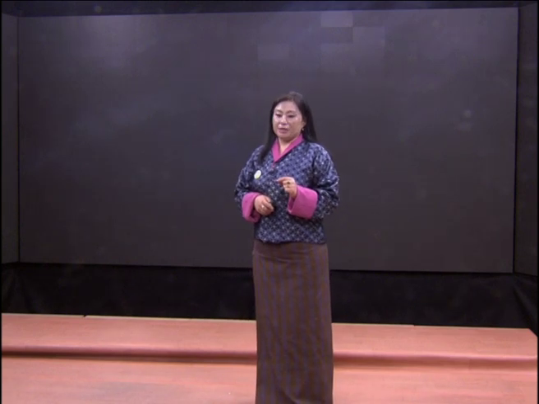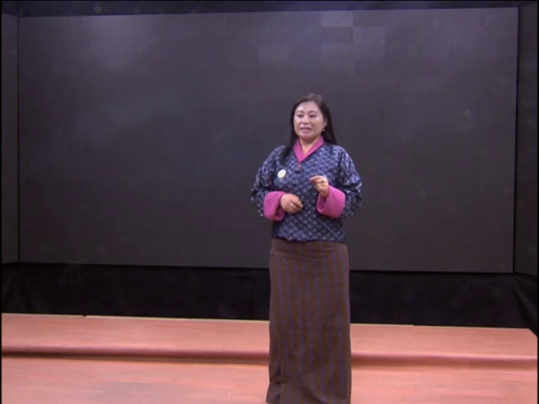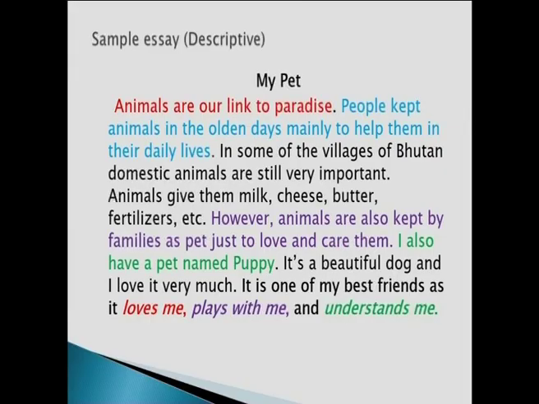So I have an example here, and with this example I'll help you to understand how general idea is narrowed down, and how we come to specific idea, and how that specific idea is further developed into thesis statement. So let us look at this example. It's My Pet, and this essay is an example of a descriptive essay. So see, My Pet is the title, and then the first line says, animals are our link to paradise.